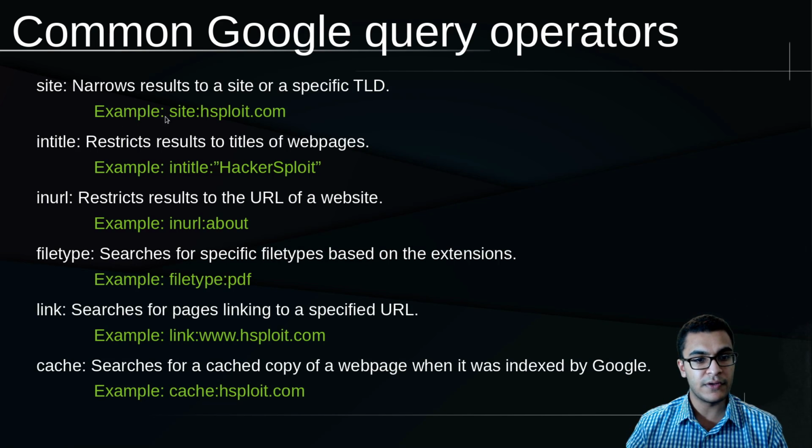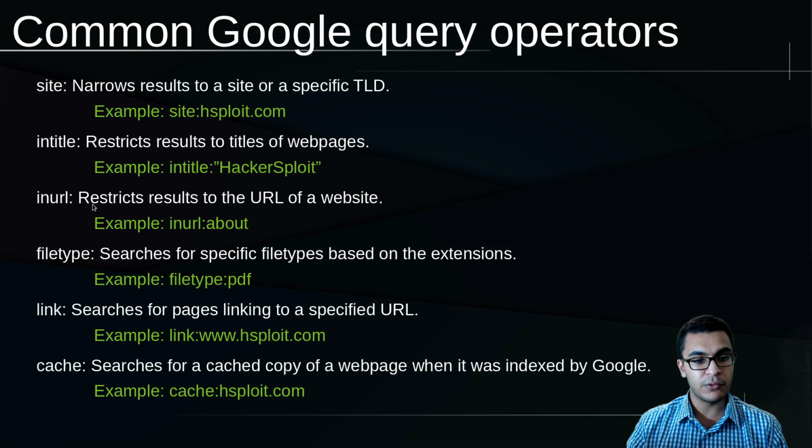So for example, the search query would be site, and then you'd specify the site or the top-level domain, which is going to be in this case HackerSploit.com. You then have in title, which will restrict the results to the titles of web pages. For example, if I wanted to look for all web pages that had the title HackerSploit, I would say in title HackerSploit.